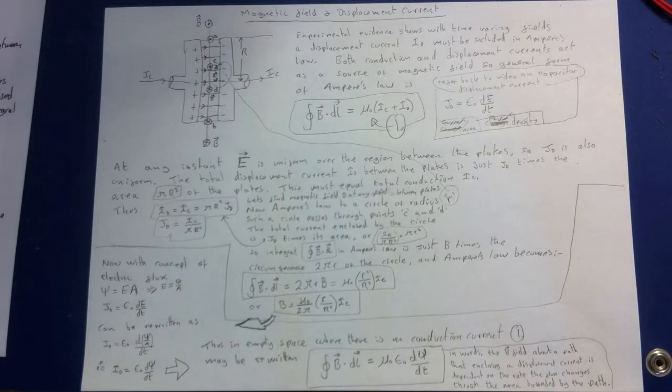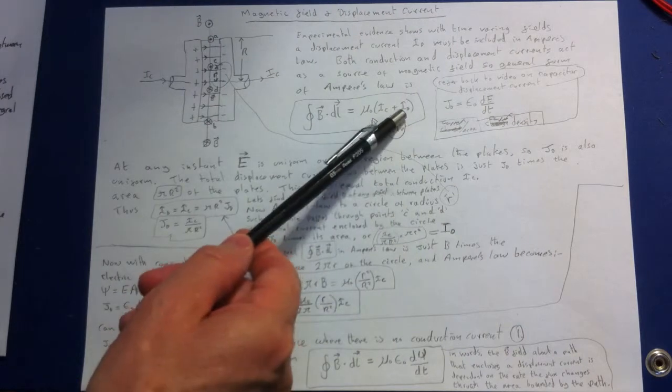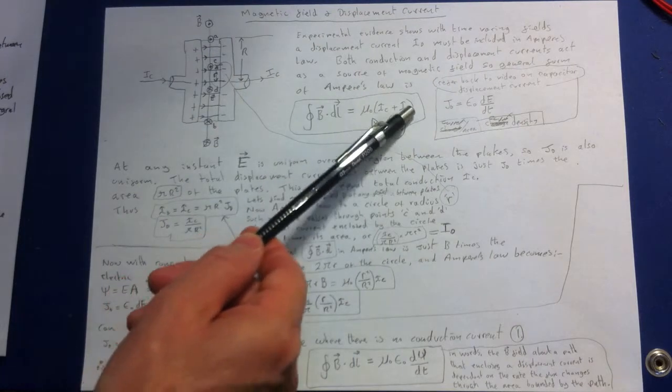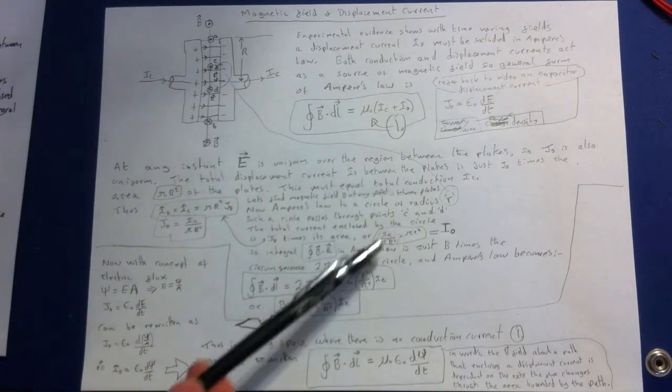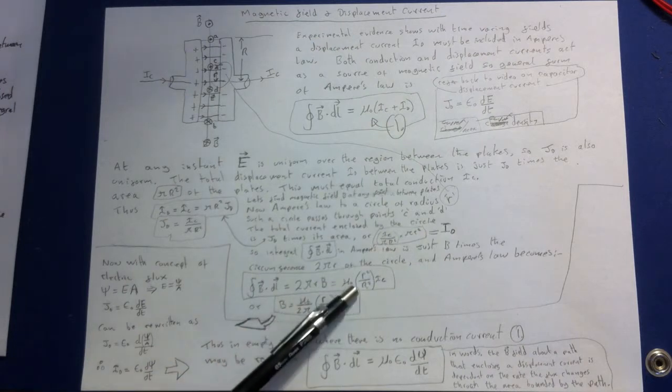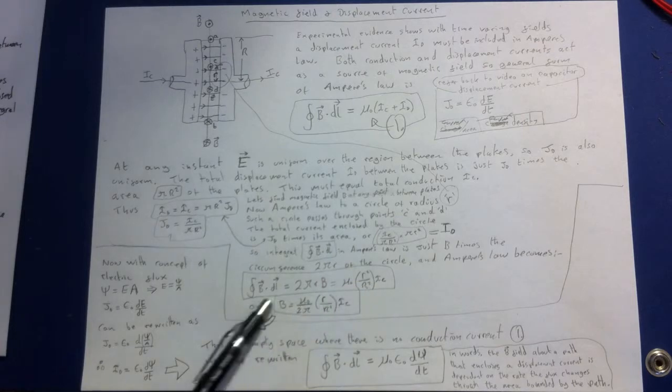It's just B times the circumference, 2 pi r, of the circle. Plugging this value back in, we've got the 2 pi r B over there. We get 2 pi r B equals mu naught, and then we've got the I_D, which is this term here. Obviously the pi and the pi cancel here, so we end up with I_C r squared over capital R squared. So that's what we got.